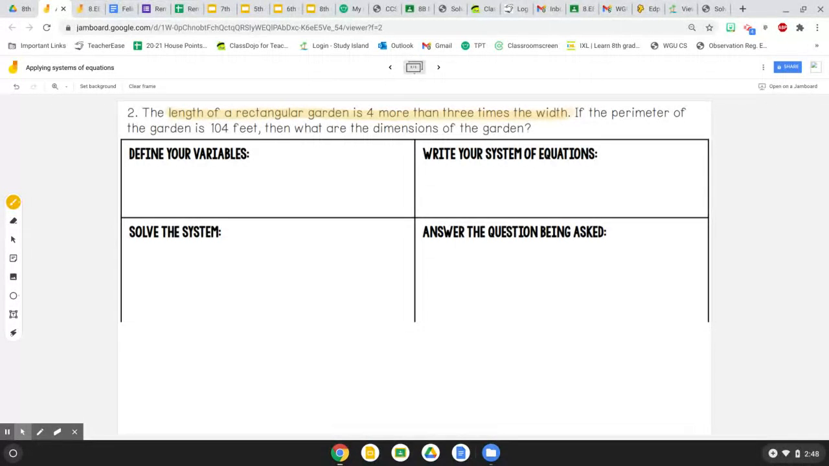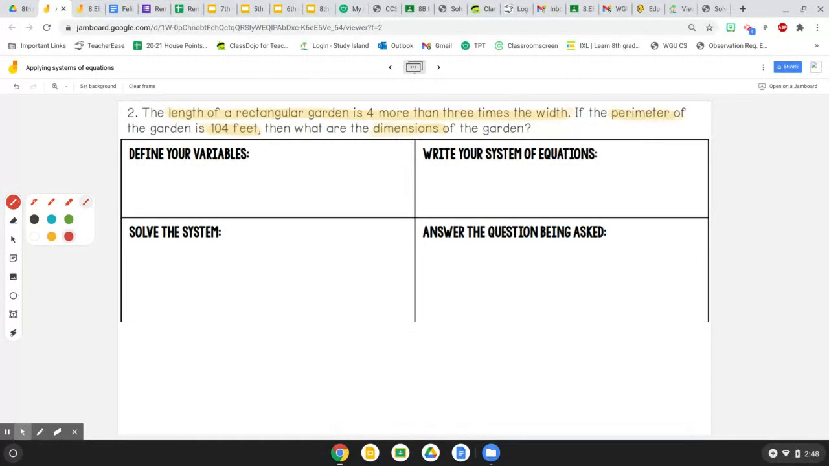Okay, it says if the perimeter, okay, perimeter is important. It's telling us something about that. Of the garden is 104 feet. Then what are the dimensions of the garden? Okay, so dimensions plural, meaning length and the width. So this answer, when we get to that 4th and final step, it's going to be asking us for the entire dimensions. Okay, so both answers, not just one like the last one did.